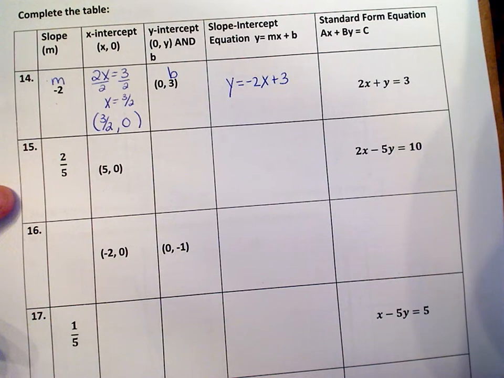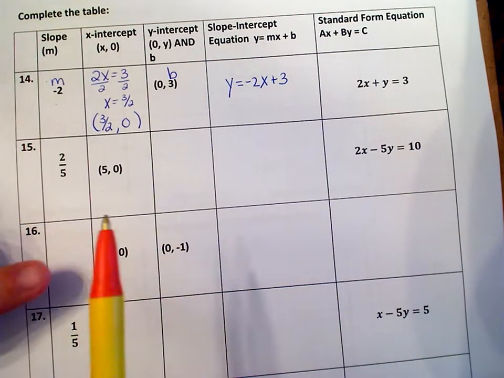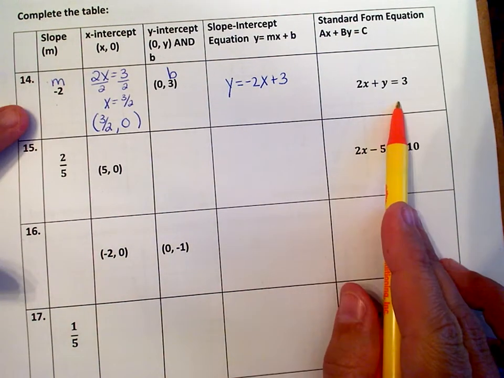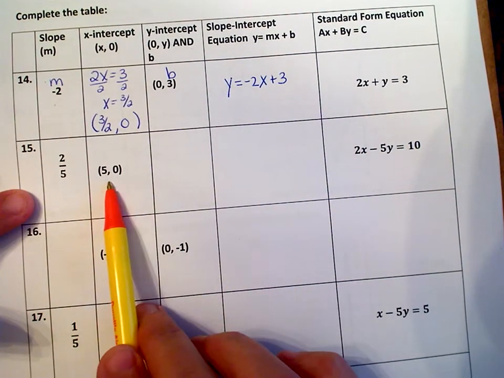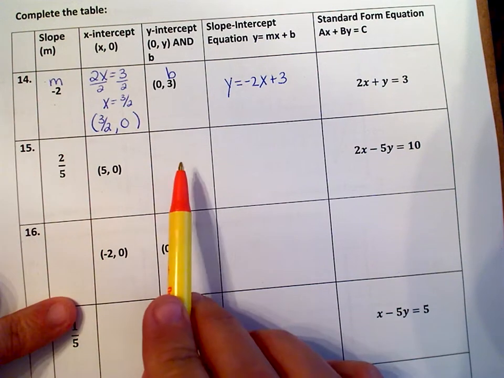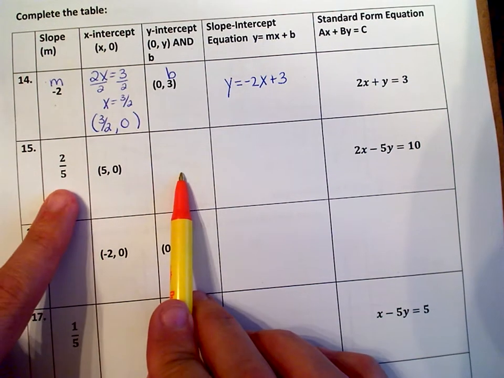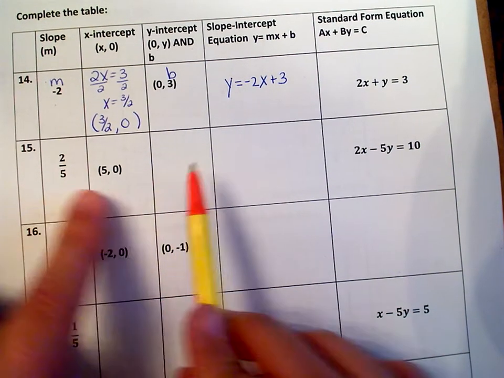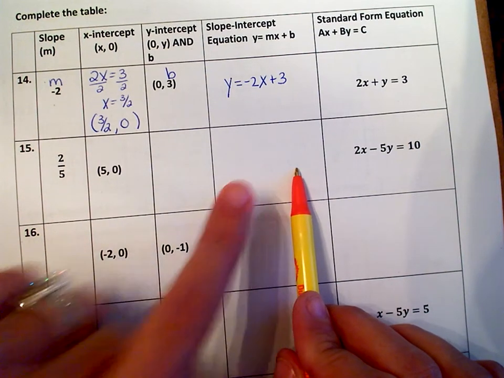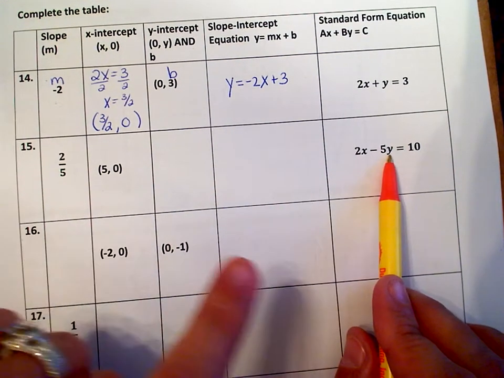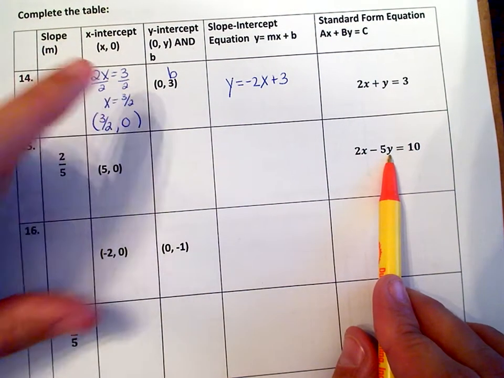All right, on number 5, it's very similar to number 1, except this time they give me the x-intercept and not the y-intercept. I need the y-intercept. I need these two pieces of information to be able to answer this. So we're going to have to find the y-intercept pretty much the same way we found the x-intercept here.